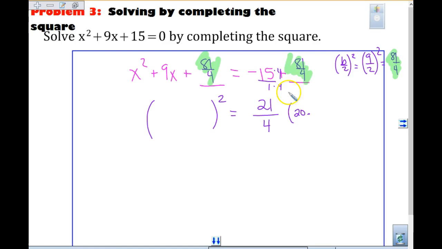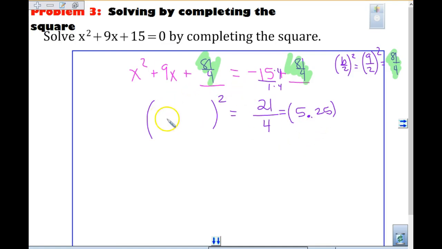21 fourths is how much? 20.25. Okay, oh man, that was worrying me with 20, okay, 5 point what? There we go. These are the same two things, right? You agree? Phew, that other one was confusing me a little.